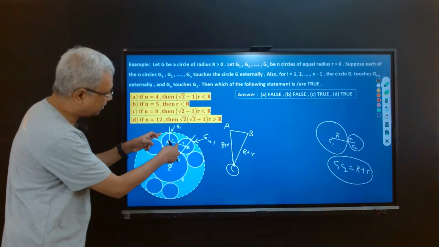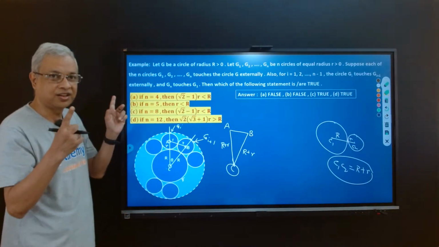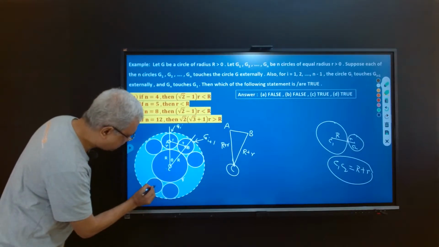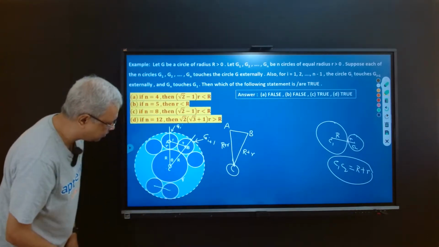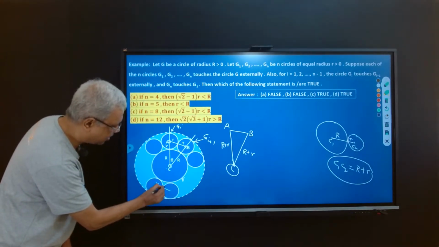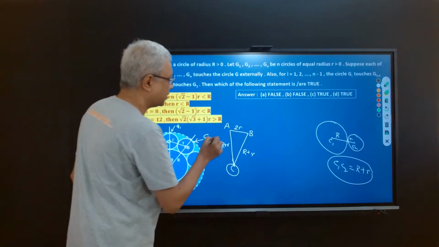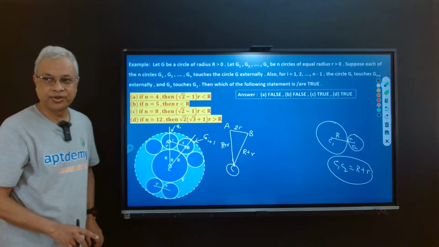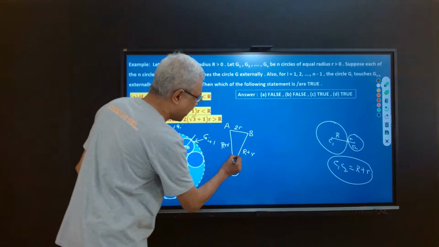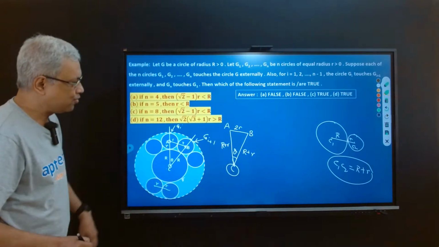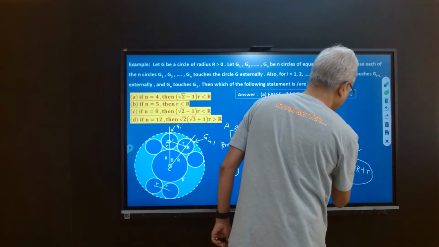And similarly, Gi and Gi plus 1, these two circles touch externally. So what is the distance between the centers of these two circles? It is definitely r plus r, 2r. So AB is also equal to 2r. No doubt. So this diagram is clear. This is very fundamental. And call this angle theta. Now, let us remove this part. It is not required anymore.